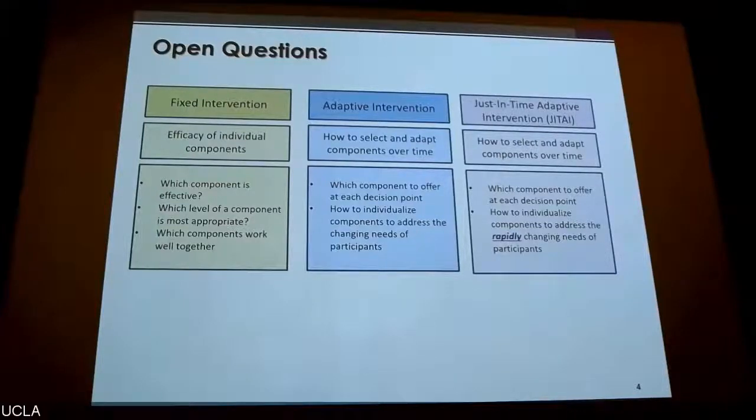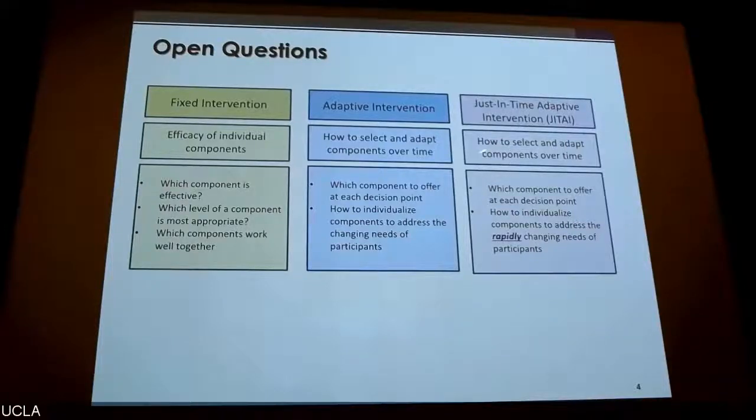And also, in many cases, we need to know what is the best way to individualize the components so we can address the changing needs of people. When I say individualize, throughout this presentation, I mean broadly using information about the person to decide what to offer, different components. But what kind of information should we use to individualize? Should we use information about non-response status, maybe non-adherence, maybe dissatisfaction, right? These are all open scientific questions.